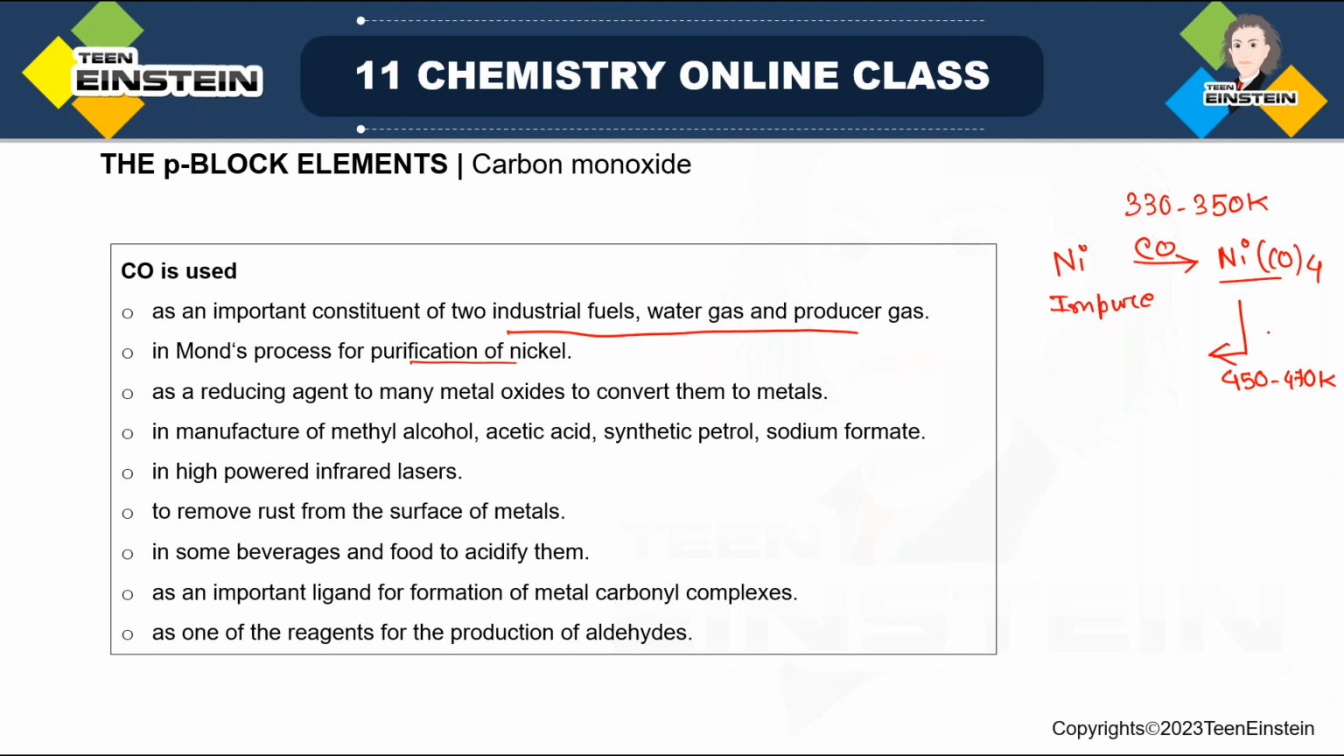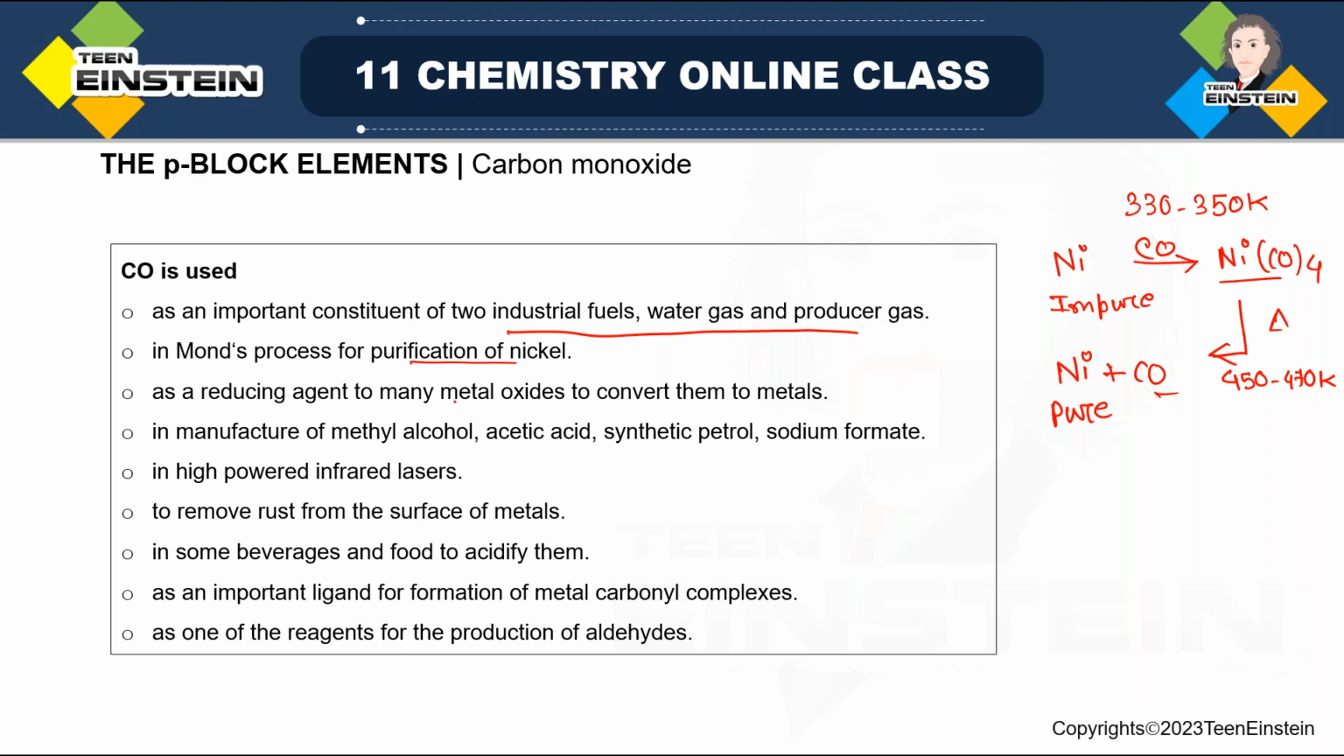And once the complex is formed, then we are again heating it. Why are we doing the reverse process now? Because we want to get pure nickel. So in this case, we get pure nickel by decomposition of this nickel tetracarbonyl. And you can say another way, by this method we can also produce pure carbon monoxide. But this process is mainly for formation of pure nickel. So this is the application of carbon monoxide.